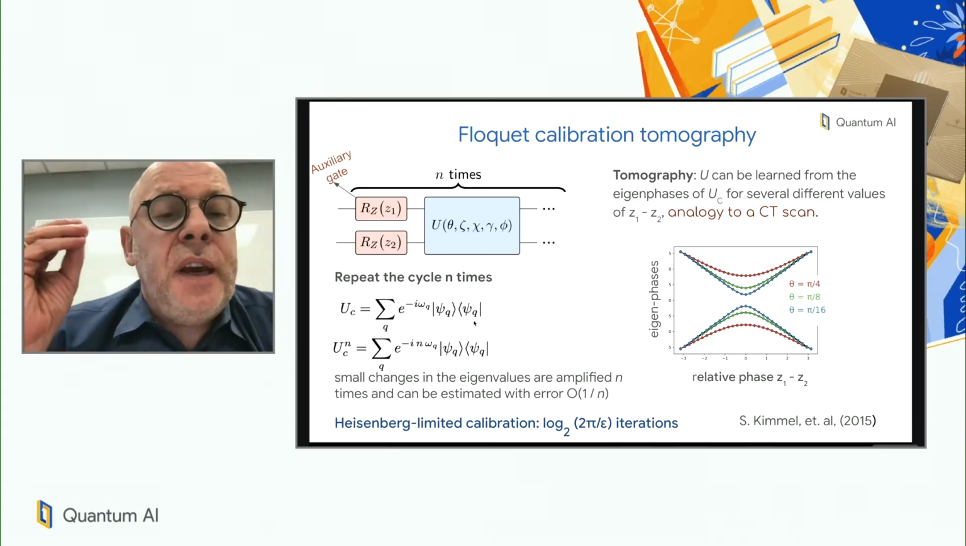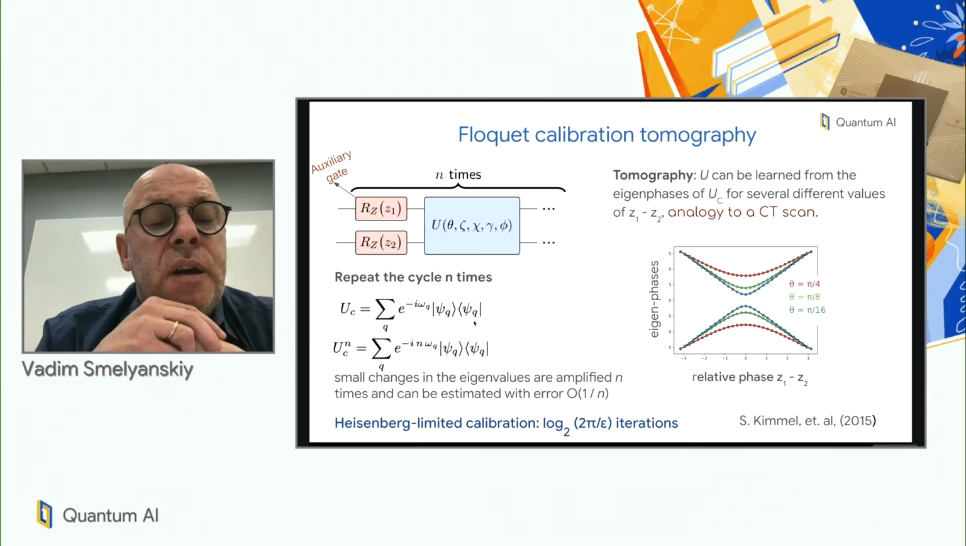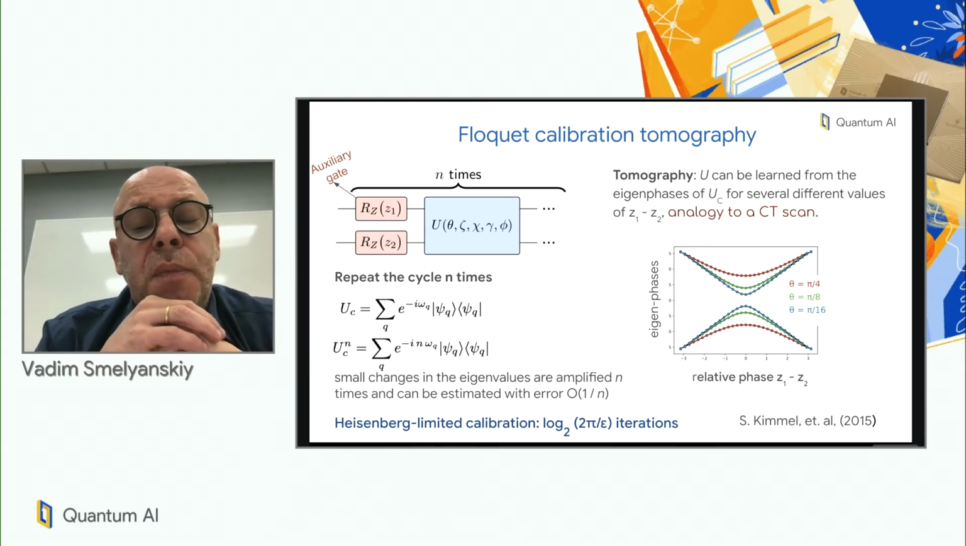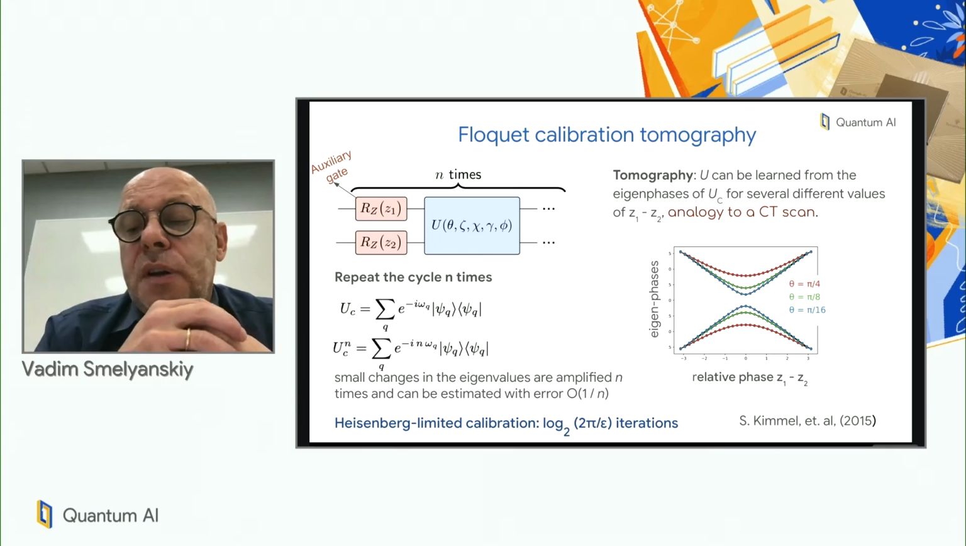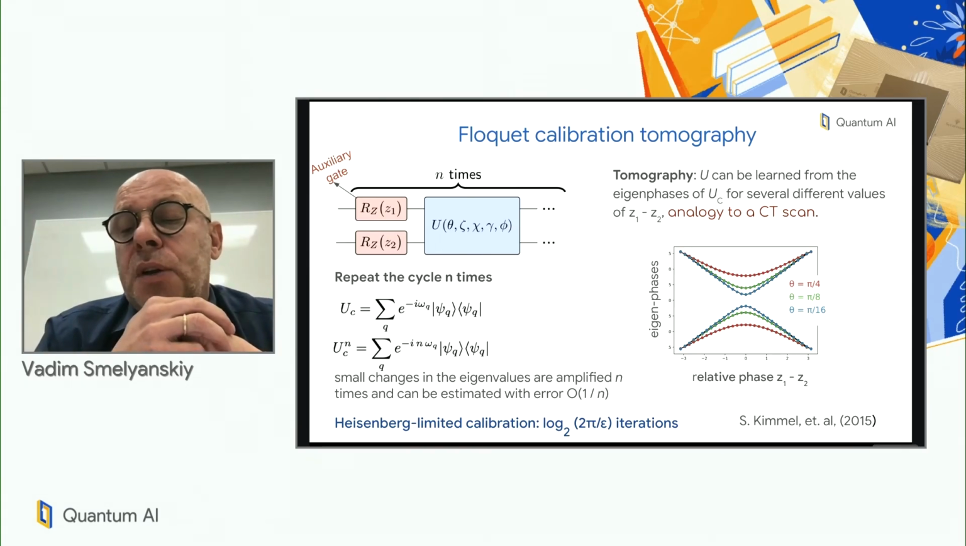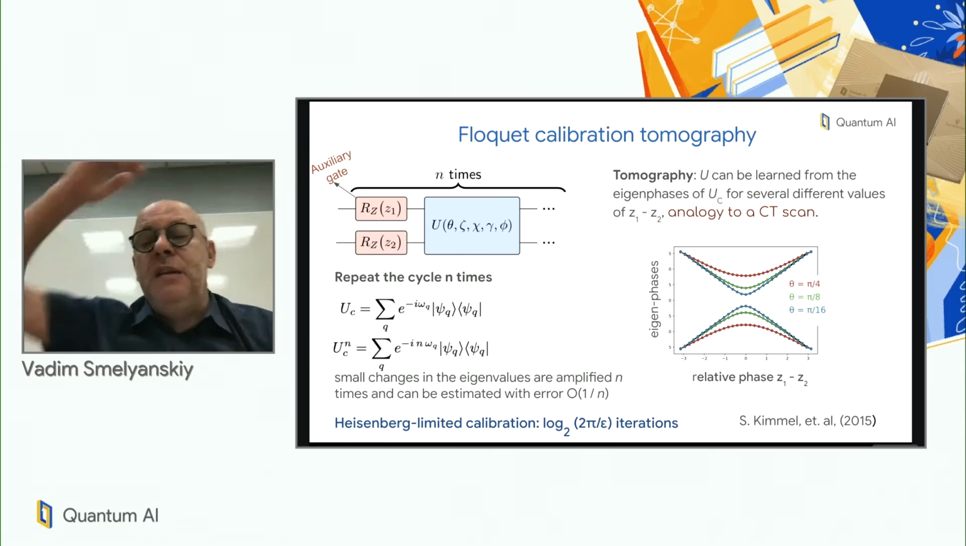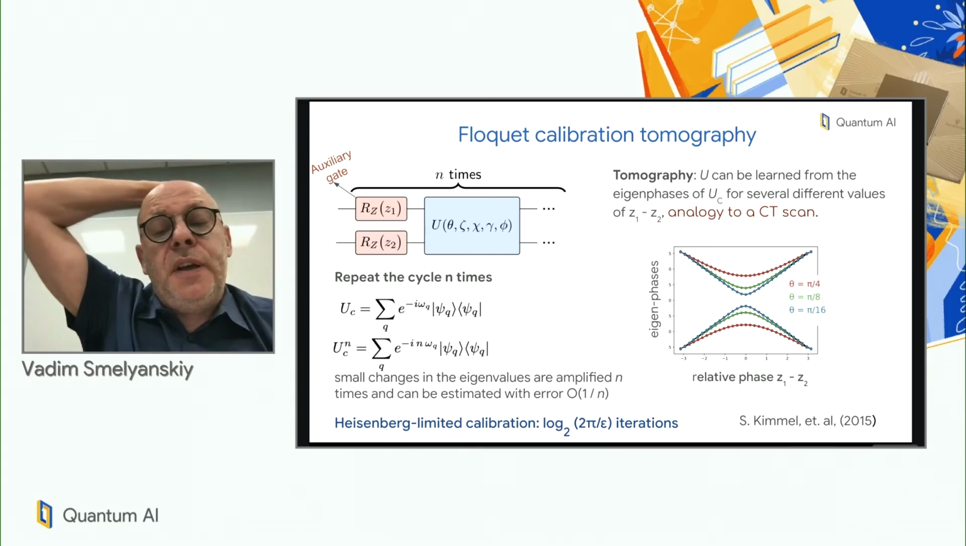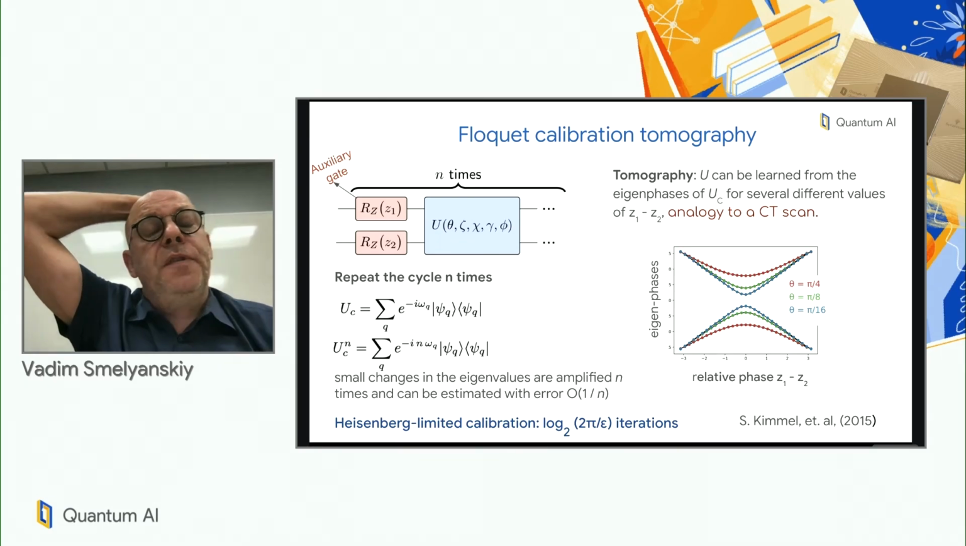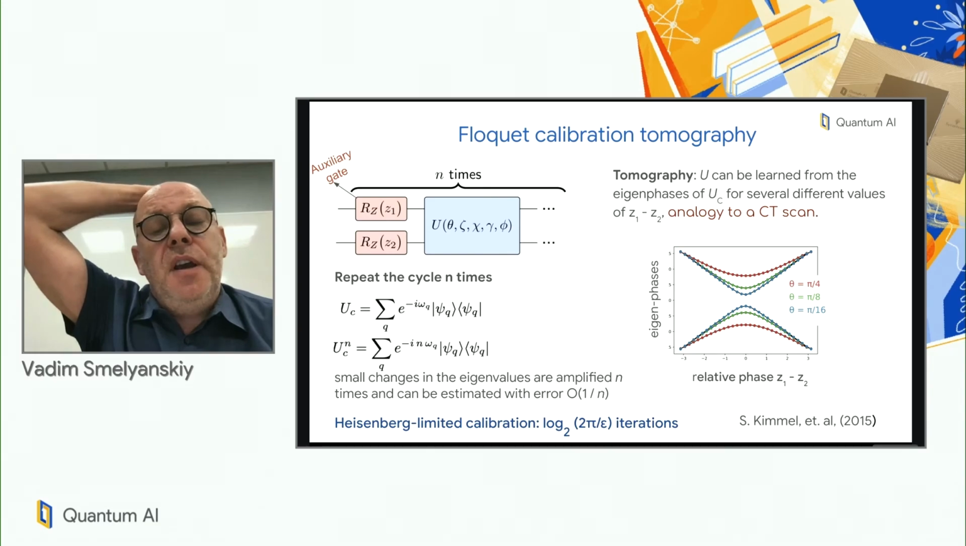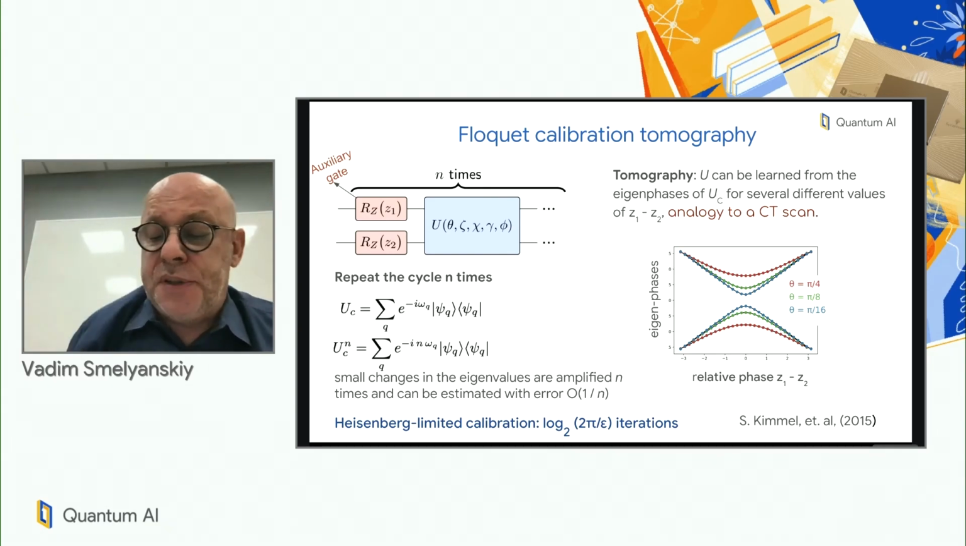I should say that that procedure can be done in a Heisenberg limited regime, and it was actually obtained in 2015 by Kimmel and coworkers. So, in fact, you need only a logarithm of the precision of the number of different circuits in order to reach the precision epsilon, as shown here below.